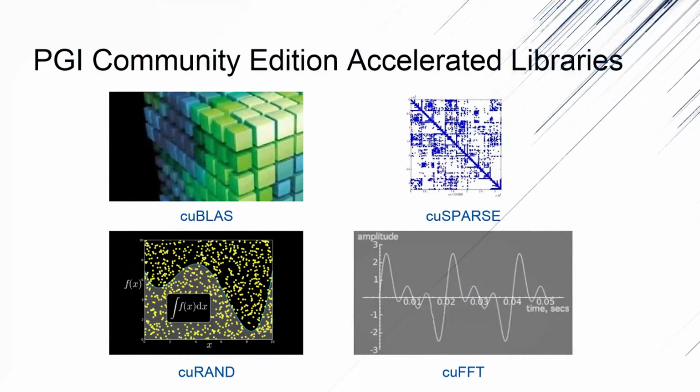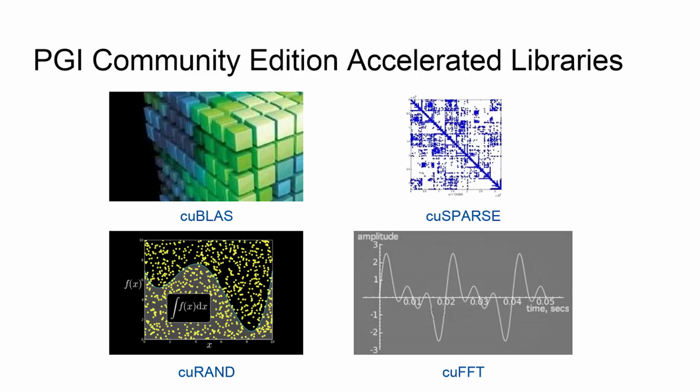The PGI Community Edition comes with several GPU-accelerated math libraries, so these are a great place to start. If you're performing a lot of dense or sparse linear algebra, then perhaps you should be using cuBLAS or cuSPARSE. If FFTs are important to you, then cuFFT is already included.